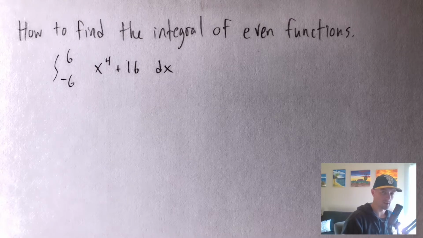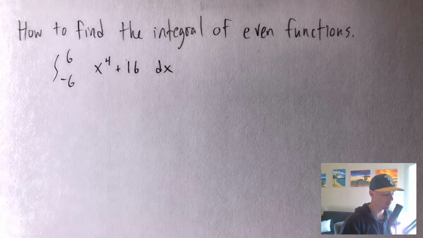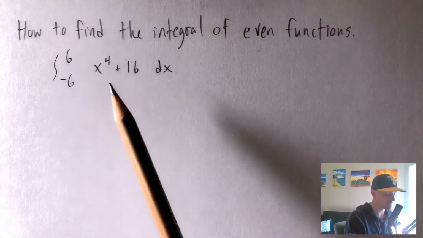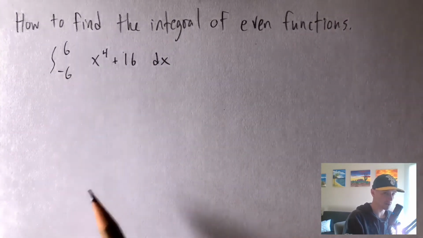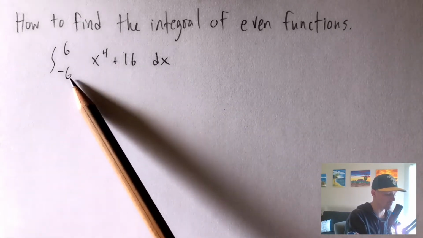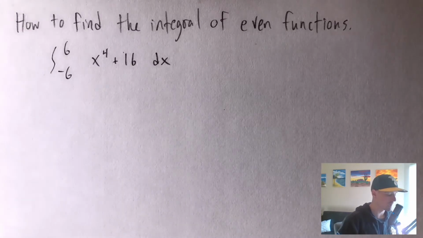So the first thing that you want to consider: there are a couple requirements that need to be met before we can use this nice little trick. First of all, our function that we're integrating, x to the fourth plus 16, needs to be continuous over the interval that we're integrating it on. So in this case, we need to make sure that this function is continuous on the interval of -6 to +6. And this function here, x to the fourth plus 16, is a polynomial, which means it's going to be continuous everywhere. So I'm not going to show you how to prove that, but we do know that this function is going to be continuous on this interval.